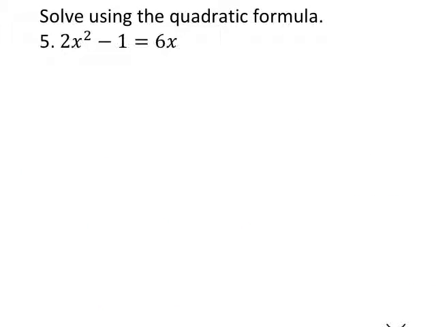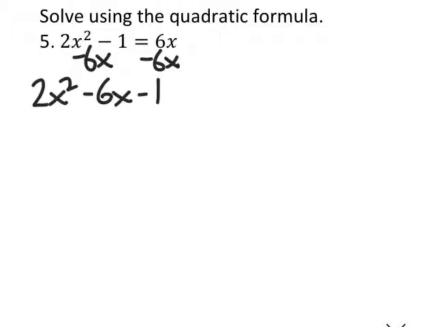For number 5, this is great because all we need to do for the quadratic formula is find values of a, b, and c. So in order to do this, we need that trinomial to be equal to 0. So what we're going to do is move this 6x on the same side as all the other stuff, so we have something that equals 0. So this turns out to be 2x squared minus 6x minus 1, and this became a 0 there, so it's equal to 0.